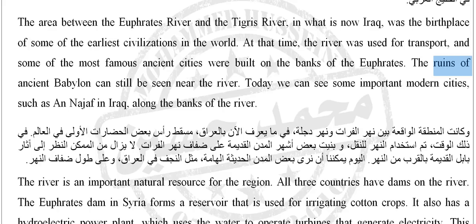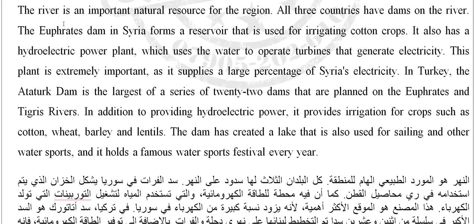The ruins, أيضا هاي الكلمة الأطلال أو الآثار مطلوبة. The ruins of ancient Babylon can still be seen near the river. Today we can see some important modern cities such as Al-Najaf in Iraq along the banks of the river. The river is an important natural resource for the region. All three countries have dams on the river.